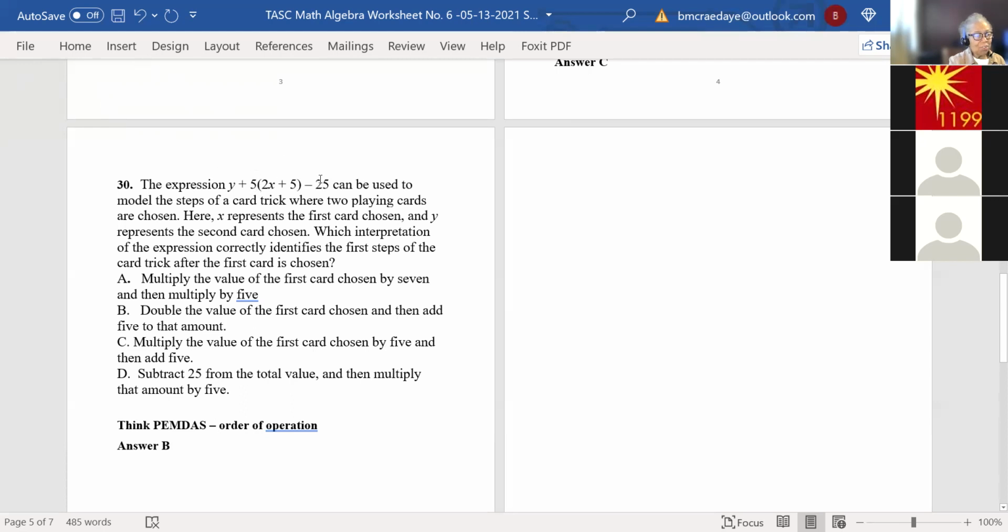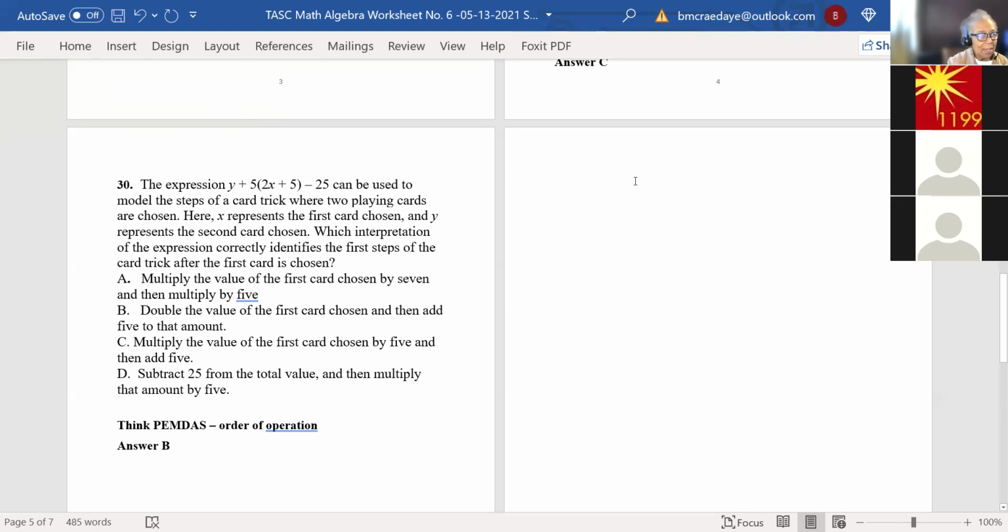Okay, so the first thing you do is what's in the parentheses. Double the value of the first card, that's the X. 2 times X is doubling the first card, and then plus 5 is adding 5 to that amount. Okay, so that answer would be B.